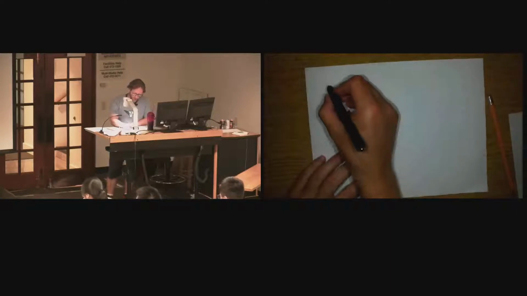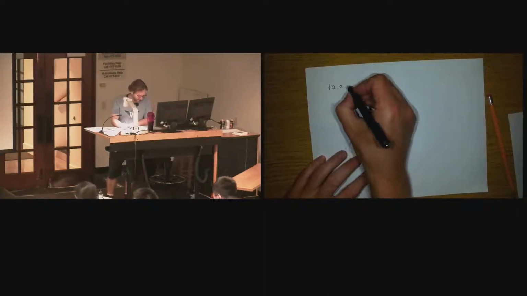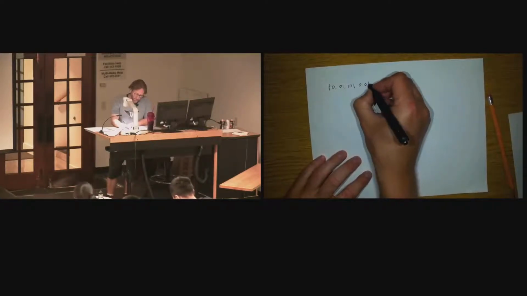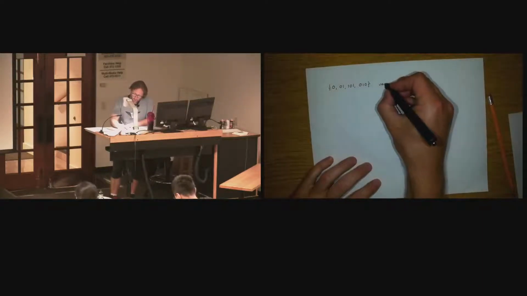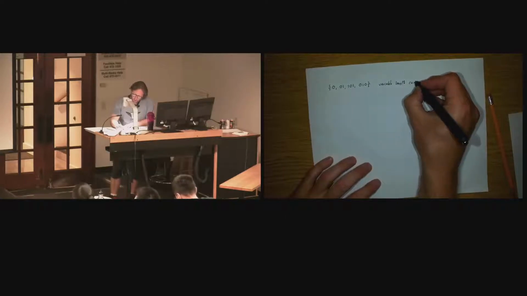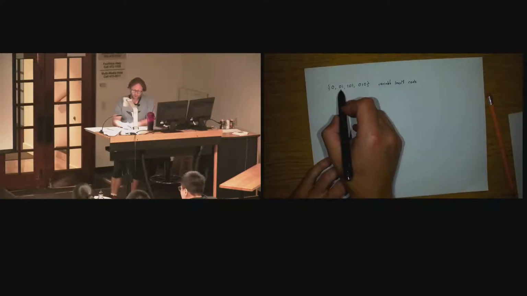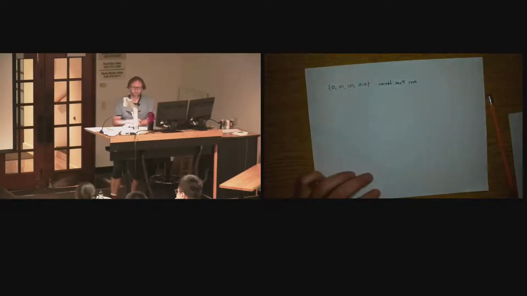Let's go with 0, 01, 101, and 010. There is a variable length code. There's one code word that only has 1 bit. There's another code word that has 2 bits. The other 2 code words have 3 bits. Well, what's a problem with this?